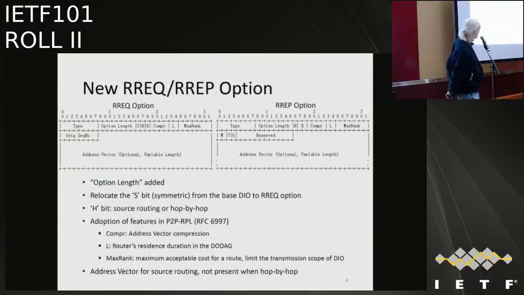Well, there's a minor point. We removed the S bit, but it's now in the route request option. And an option link was added to enable, I forgot to mention an important thing, that in the new version of AODV Ripple, we also allow for source routing in addition to storing mode. So that is a source of a number of changes in the document.